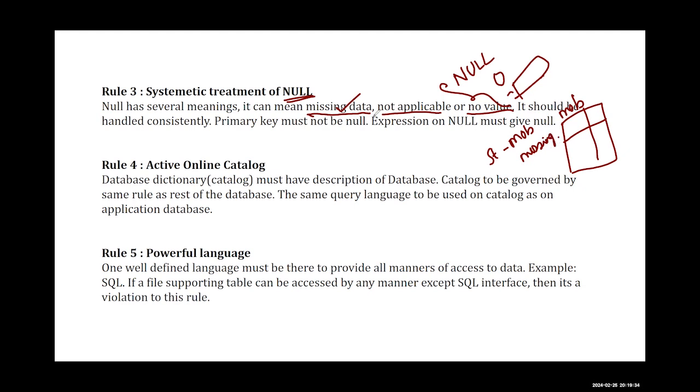Similarly, what is not applicable? Suppose a student does not have a mobile phone, that is not applicable to that particular student. Similarly, what is the meaning of no value? For example, a student has a landline but not a mobile number, that is also no value. So in such situations we can fill in the null value. That is why systematic treatment of null. It should be handled consistently, and you should also remember that a primary key cannot be null.